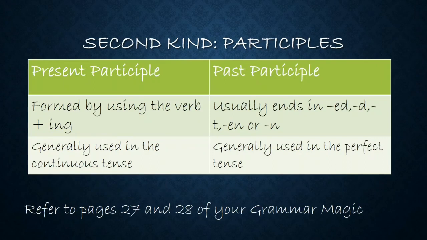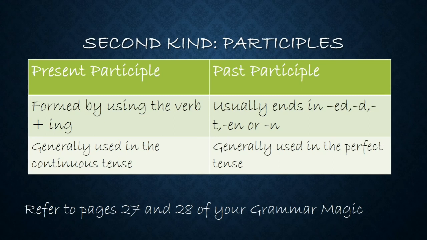The second kind of non-finites that we are going to study is called participles. Participles can be further classified into present participle, past participle, and further you'll read about perfect participle. Present participle is formed by using the verb plus ing, the continuous form. That's why it is generally used in the continuous tense. The past participle usually ends in ed, d, t, en or n, and is generally used in the perfect tense.